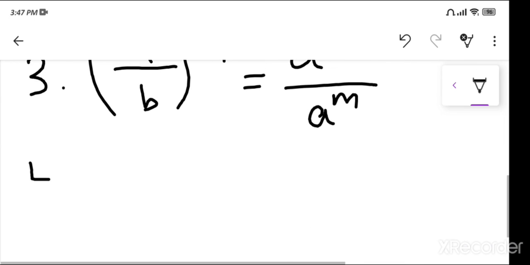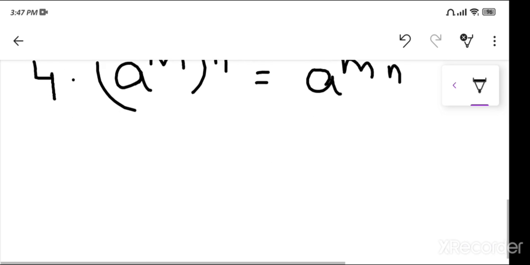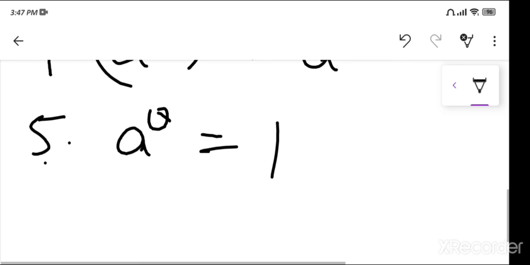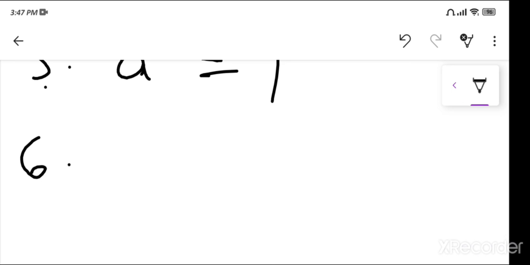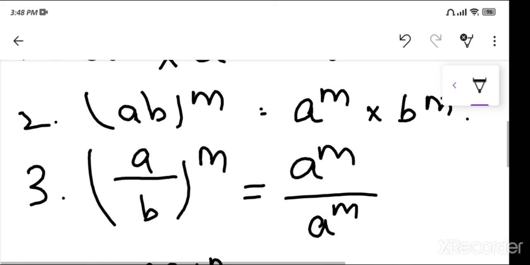Alright, next, fourth formula is a power m whole power n is equals to a power mn. And fifth formula is a power 0 is 1. And the final sixth formula is a power minus m is a power 1 by a power m.